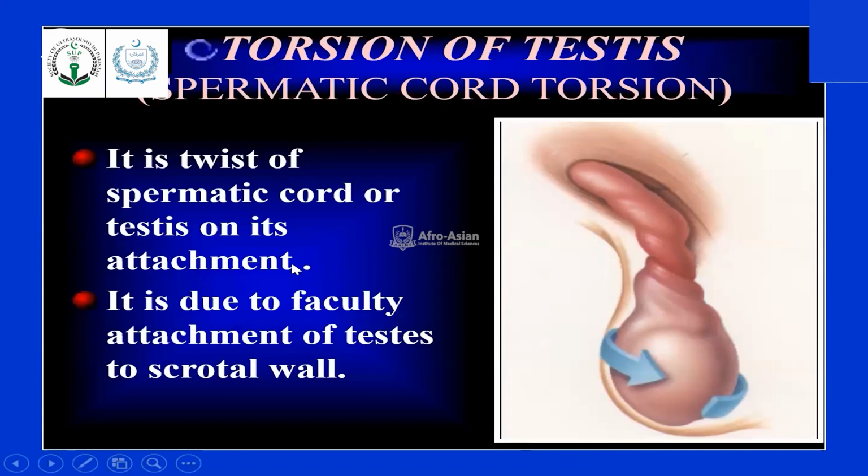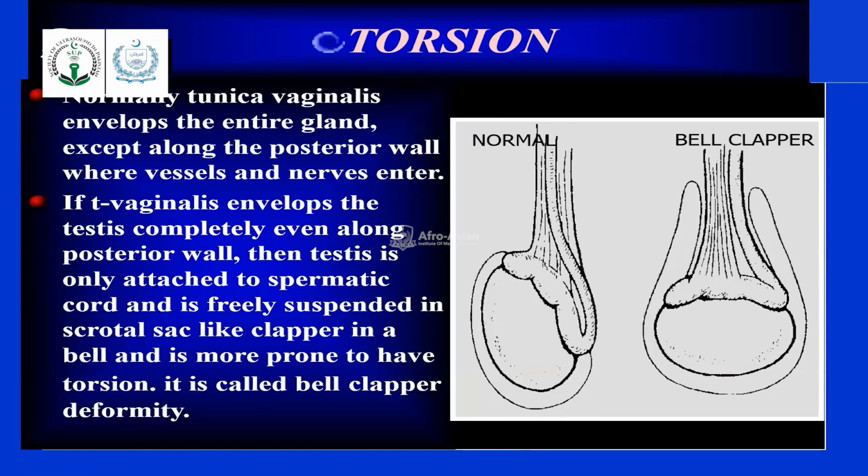Torsion is a twist of the spermatic cord or testes on its attachment. It is due to faulty attachment of testes to the scrotal wall. This is the normal, and this is the bell clapper sign. It is not properly attached. Tunica vaginalis envelops the testes completely, even along the posterior wall. Then the testicle is only attached to the spermatic cord and is freely suspended in the scrotal sac like a clapper in a bell, and is more prone to torsion. It is called bell clapper deformity.